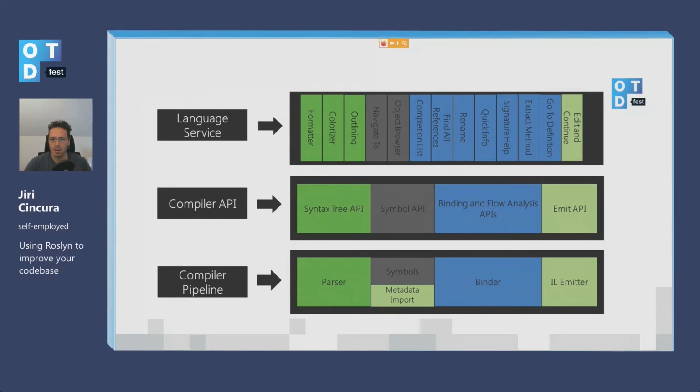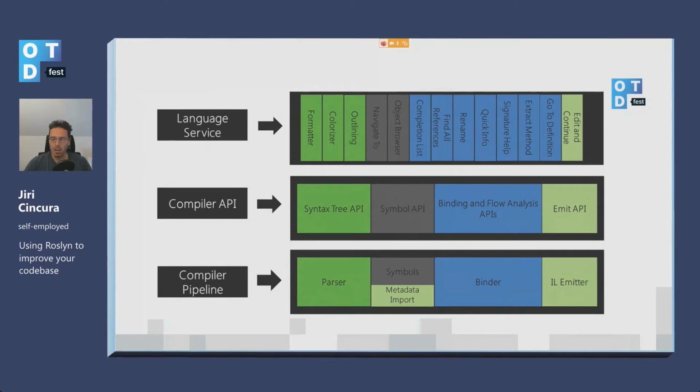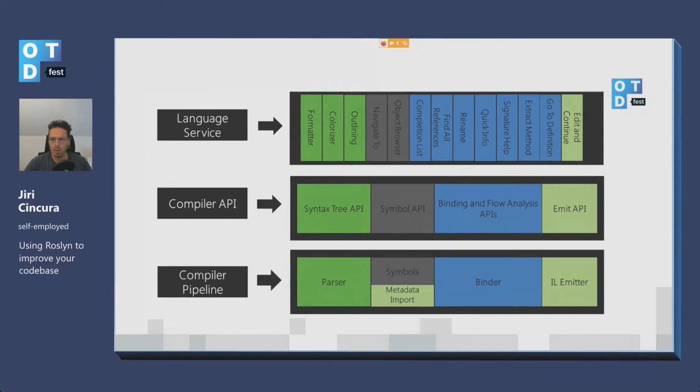There is a parser, there is a symbols and metadata import stuff, there is a binder, and finally there is the IL emitter that actually emits the IL, which is almost the final product of your .NET executable. The JIT actually needs to then translate it into the machine code. And this is really the minimum stuff to make the compiler work.